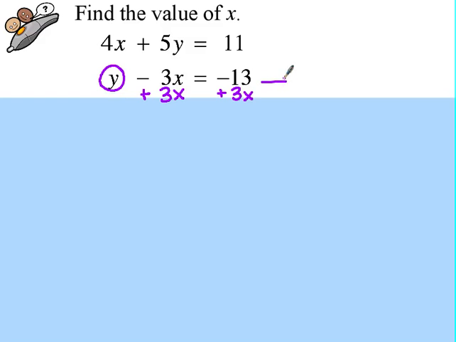So this equation now becomes y equals what? 3x minus 13. So now what you're going to do is solve that the exact same way that we just got done looking at. So take that 3x minus 13, plug it in for y. When you get your answer, I want you to go ahead and enter it in on your expression, and all I want is the value of x for this one.